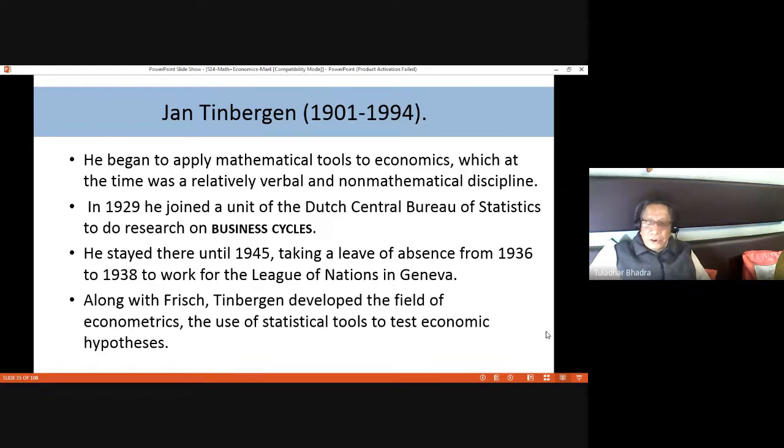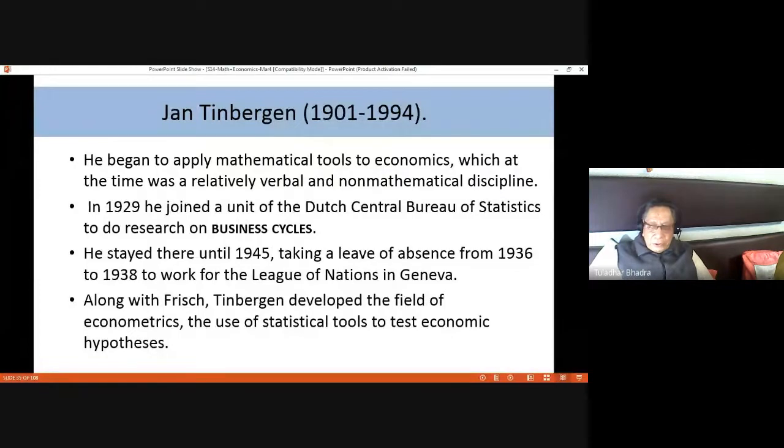So the League of Nations was prior to the UN. Before the UN was formulated, some countries started to form what is known as the League of Nations, which was constituted in Geneva. Along with this, Tinbergen developed the field of econometrics, the use of statistical tools to test economic hypotheses.